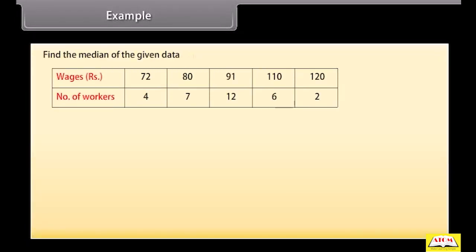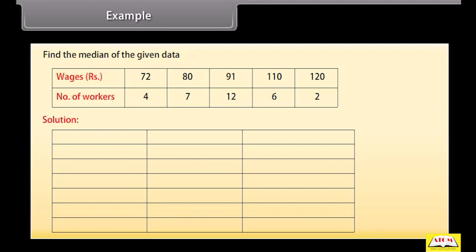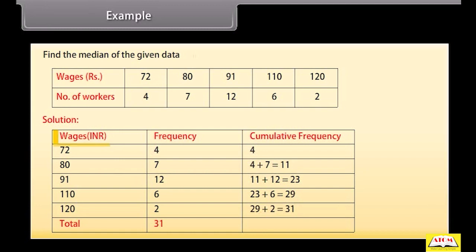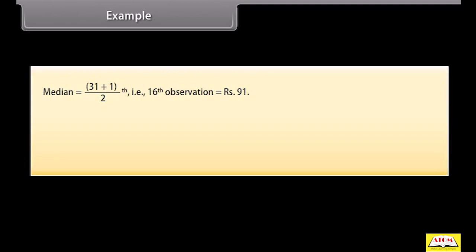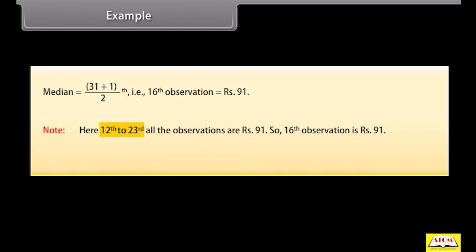Find the median of the given data. Solution. In the first column, we have written the given wages. We have written the given frequency. The sum of the frequencies is 31. In the third column, we have found the cumulative frequency for each wage by adding the previous frequency to the current frequency. After that, we have found the median, which is 31 plus 1 by 2th, that is 16th observation, which equals rupees 91. Here 12th to 23rd, all the observations are rupees 91. So, the 16th observation is rupees 91.